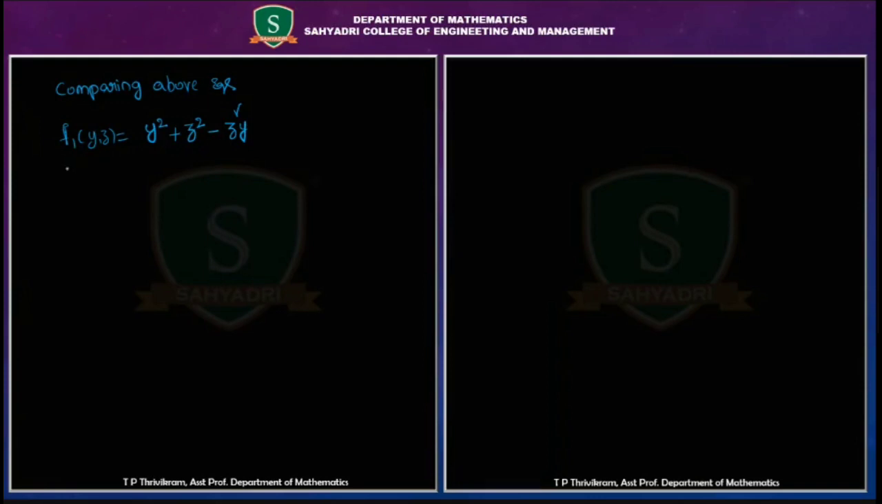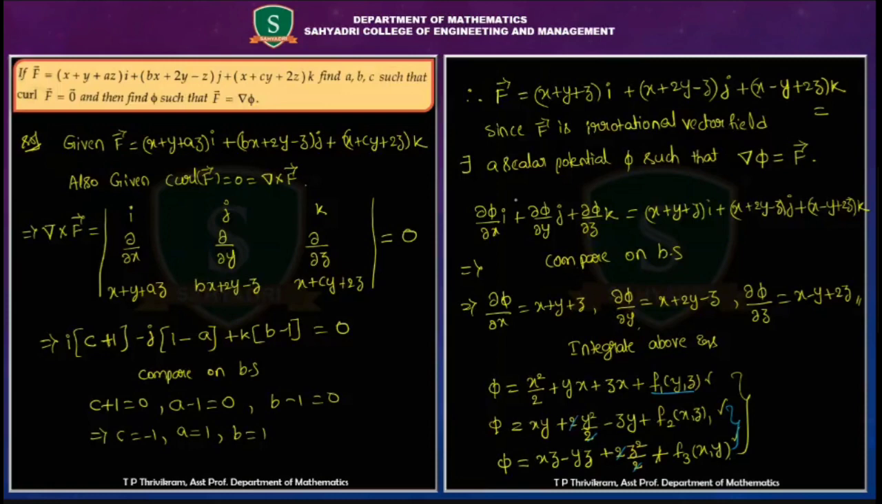Similarly, f2 of x comma z value you have to write. So f2 of x comma z includes a function of x alone and a function of z alone.